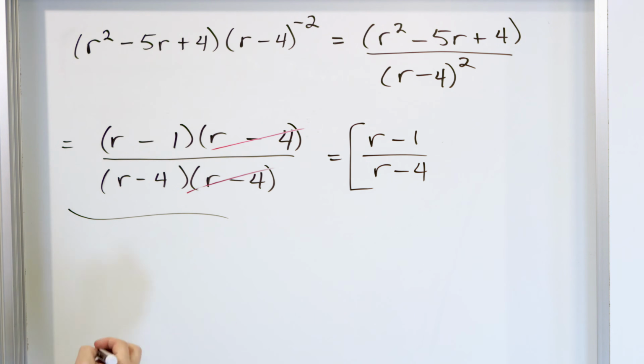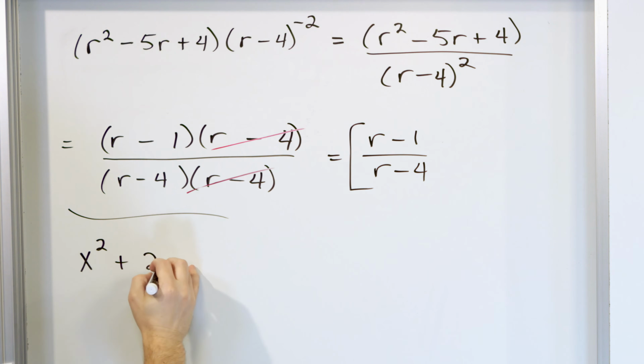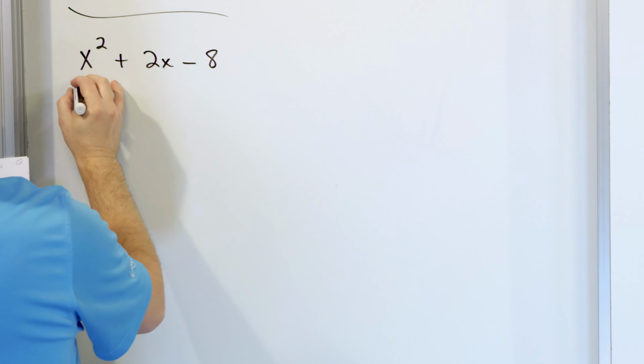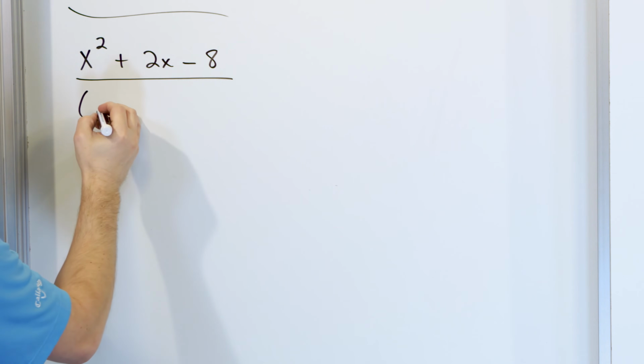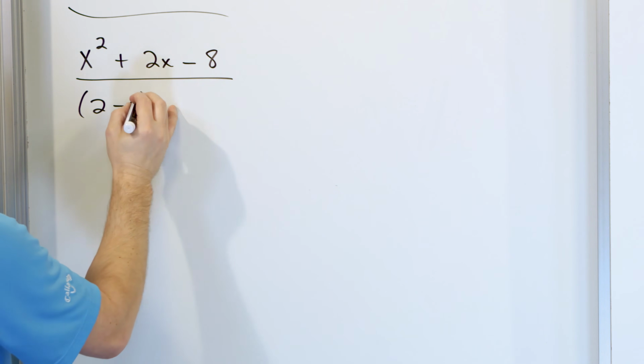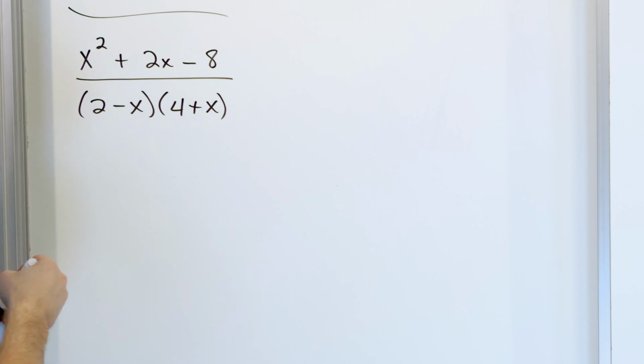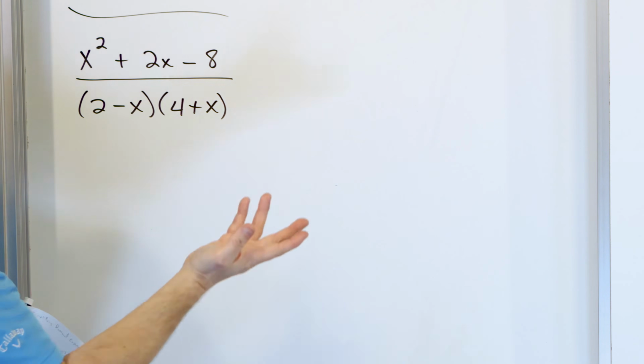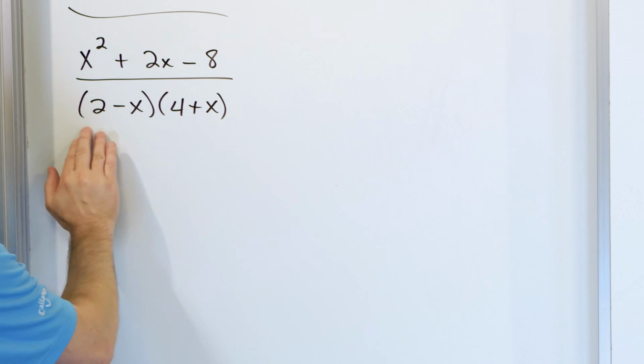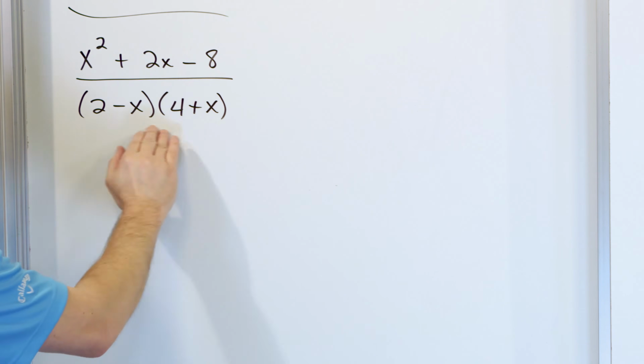All right, next problem. It's kind of interesting. What if you have x squared plus 2x minus 8, and on the bottom of the fraction you have (2 minus x) multiplied by (4 plus x)? So you might look at this and say, well, wait a minute, is this a rational expression? I thought that was supposed to be polynomial divided by polynomial. This doesn't look like a polynomial by a single polynomial.